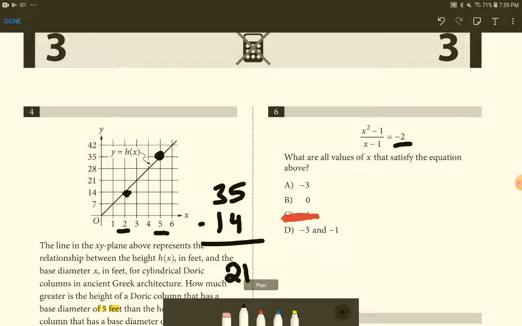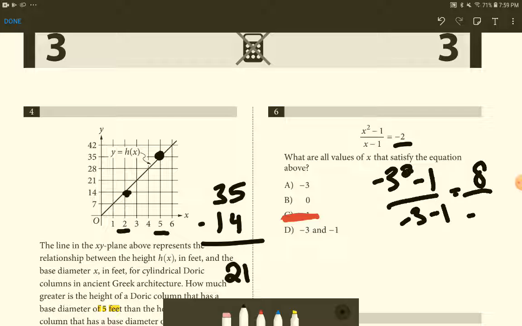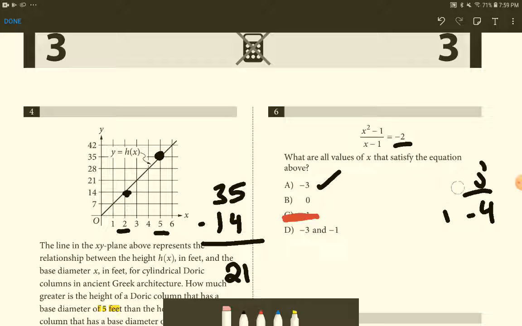Then if we start from the top, we'll get -3 squared minus 1 over -3 minus 1. And that would be 9 minus 1, which is 8, over -4, which is -2. So that works. And we can just go through the other choices to check our answers. If we plug in 0, we'll get 0 minus 1 over 0 minus 1, and that would just be 1. So that's not equal to -2.